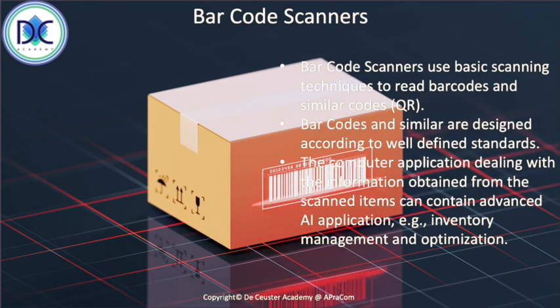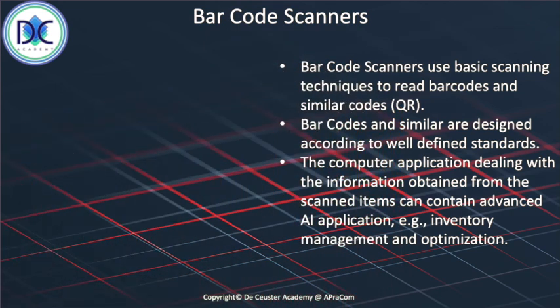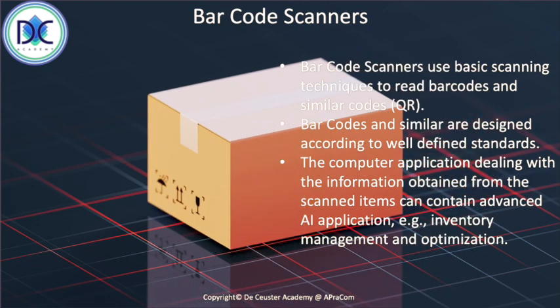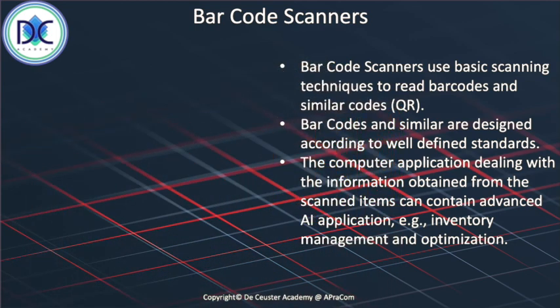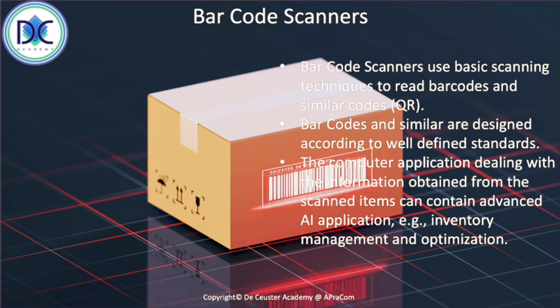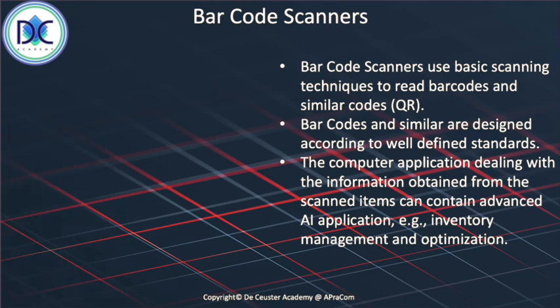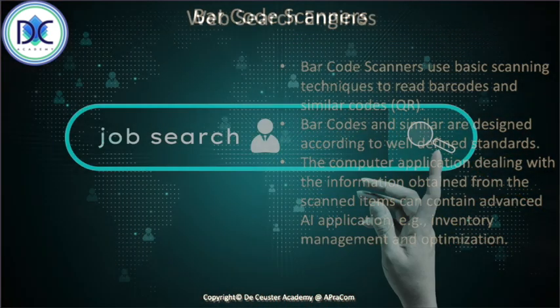They're using some protocols, they're using some intelligence, but more of the intelligence can be found in the underlying systems where the information provided by the scanner is entered into a different management system, for example, an inventory management system. Barcode scanners can have some AI, but basically they're not designed for doing a lot of AI-related elements.